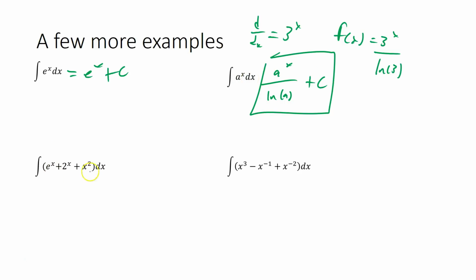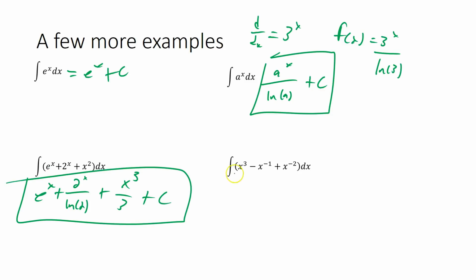All right, I love this problem because it gets three things all together. This one's really good too, actually. So why don't you try those last two on your own and see what you get. All right, let's see how you did. So antiderivative of e to the x, e to the x. Antiderivative of 2 to the x, 2 to the x over natural log of 2. Antiderivative of x squared, x cubed over 3. And of course, you all remembered the plus c.